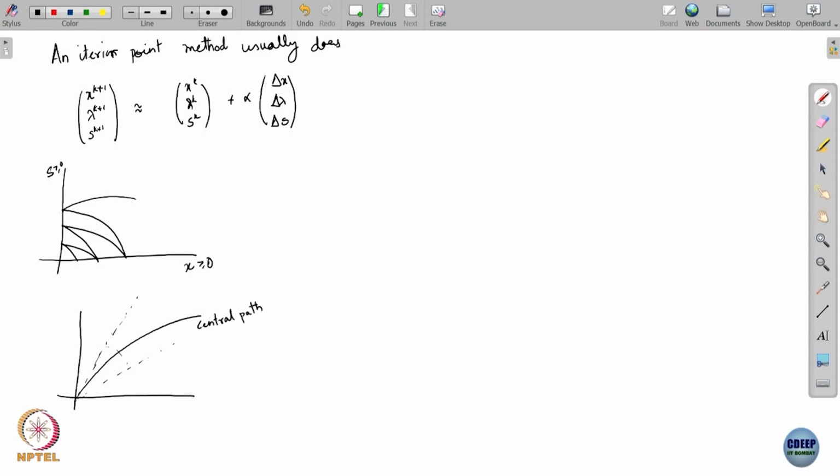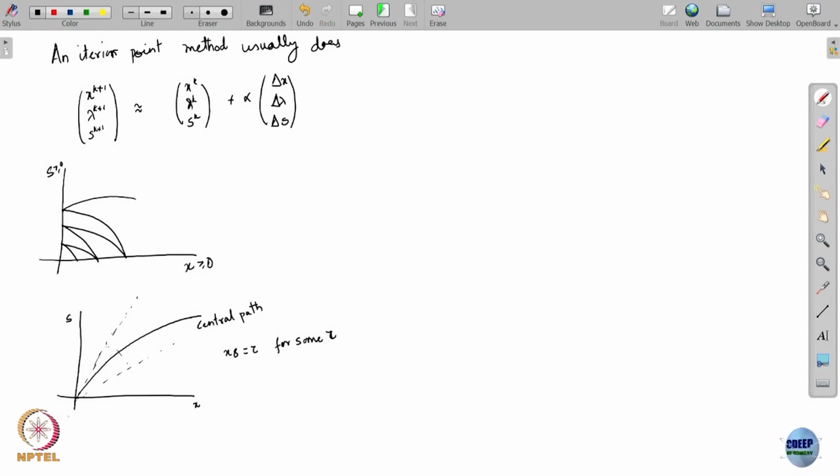A central path is simply the locus of points that satisfy x times s equal to tau for some tau. As you vary the tau, and as you make the tau smaller, you end up getting this central sort of path. Now, what we want your method to do is to follow this particular path that is given to it.